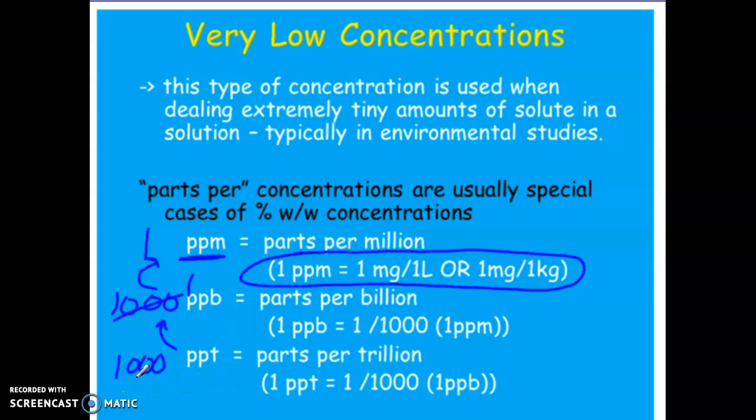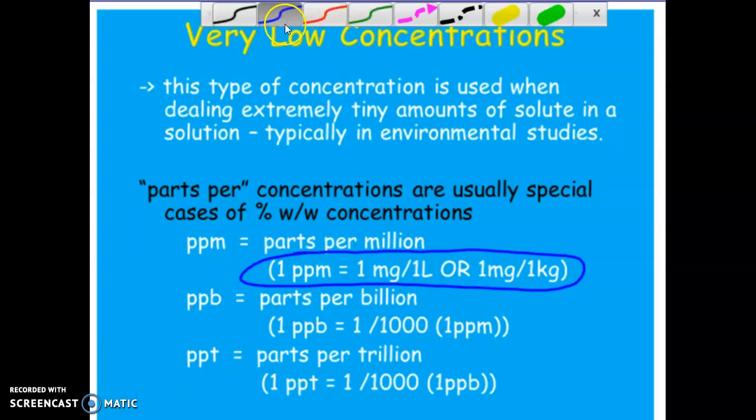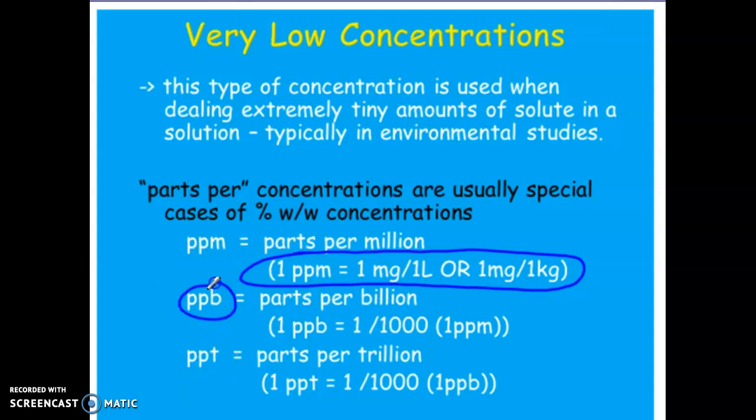So typically when you're dealing with these types of questions, you would solve for parts per million first, and then, let's say you're asked for parts per billion after, you would then convert that. Okay, and I'm going to show you in an example how you would go about doing that.